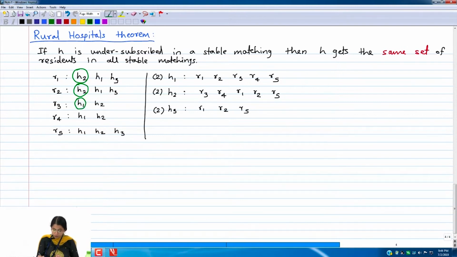R3 and R4 will propose to H1. They can also both get matched to H1. Now R5 cannot be accepted by H1 because H1 is already full, it has capacity 2. Similarly, H2 cannot accept R5, so R5 will go to H3. So let me mark the same matching here.